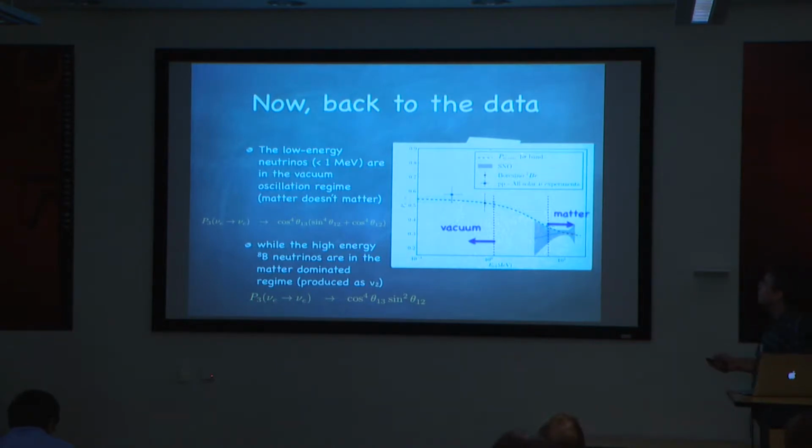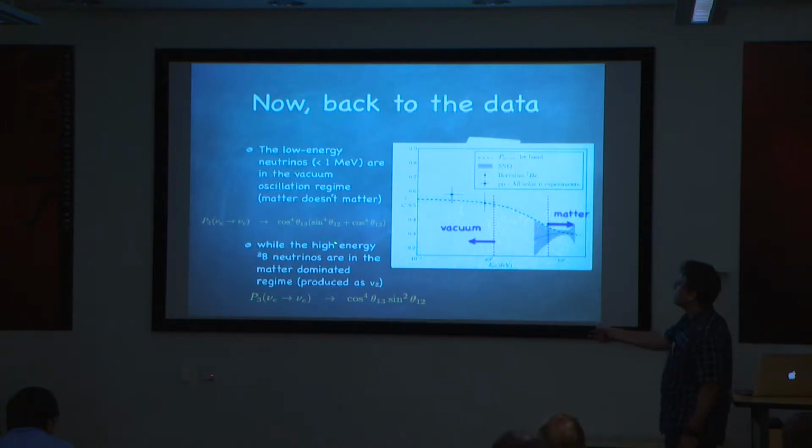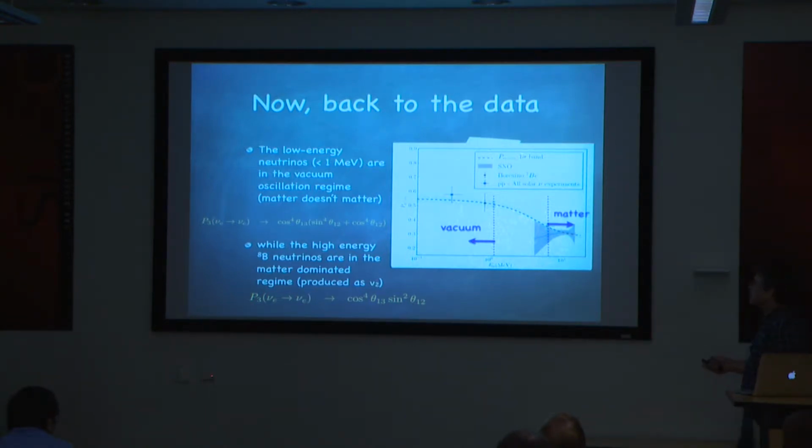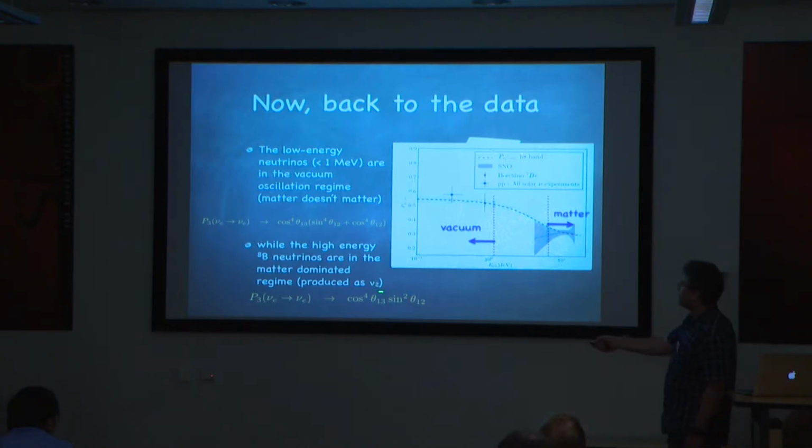Now back to the data. So I have this expression where I have cosines and sines in the center of the sun. If I'm dominated by matter in the center of the sun, then I find myself in this regime. And then if matter doesn't matter, then I find myself in another regime. And this basically is averaged vacuum oscillation. And this is classical MSW.